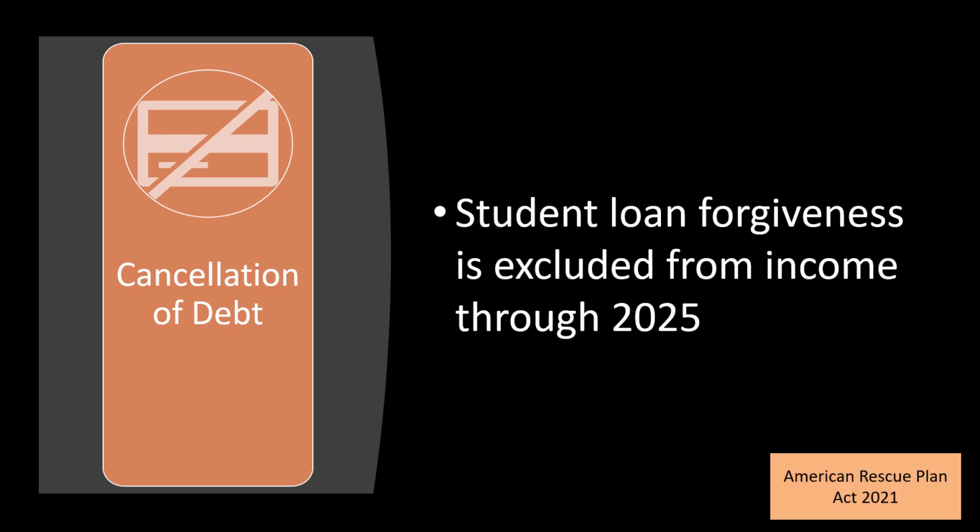With COVID, there have been a lot of changes around some of the tax laws, trying to make things more favorable for our taxpayers. One of these areas is student loan forgiveness. Even though most of the time cancellation of debt is includable in income, student loan forgiveness is now excluded from income, and that's through 2025. That was done with the American Rescue Plan Act of 2021.